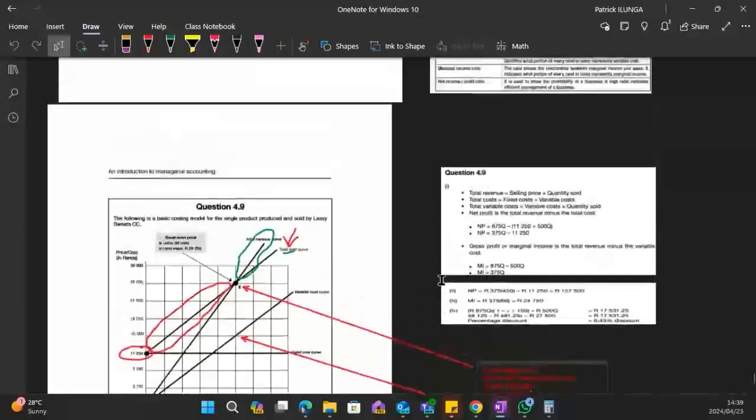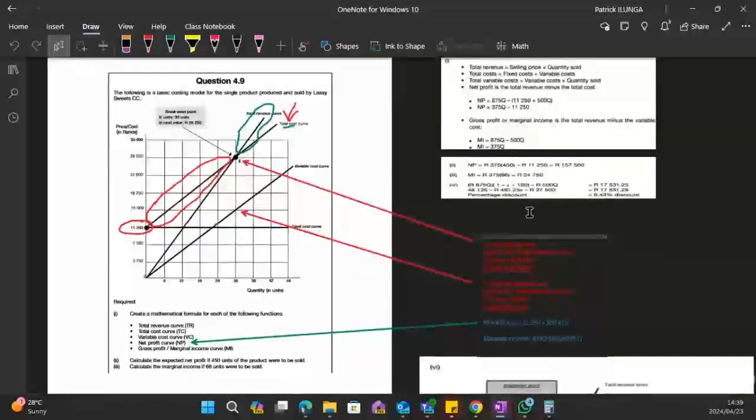But with regards to the total cost, they tell us here that you need to take into account the fixed cost plus the variable cost. Remember, we know the variable cost, right?